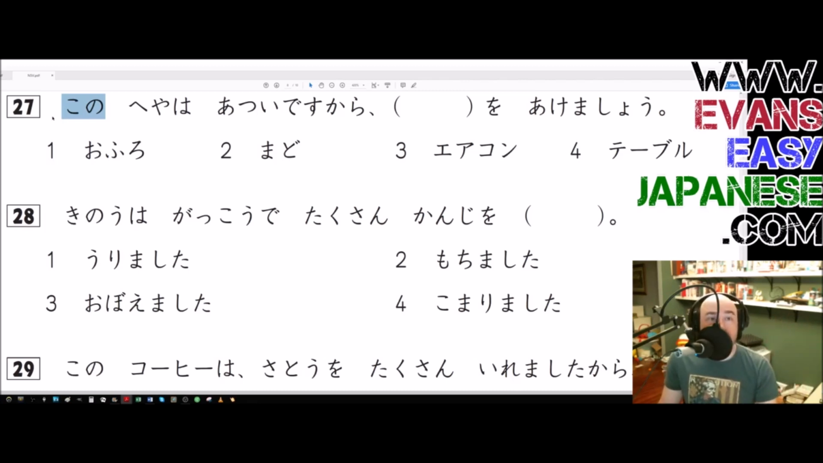There's a whole series of these kosowados, and this one is, the ko means that it's near the speaker, so this, and then the no is linking it to a noun. This is not the no particle, but it sure looks like the no particle. So that's an easy way to remember the ko, so, a, do series. And the word heya is just a noun. It means room.